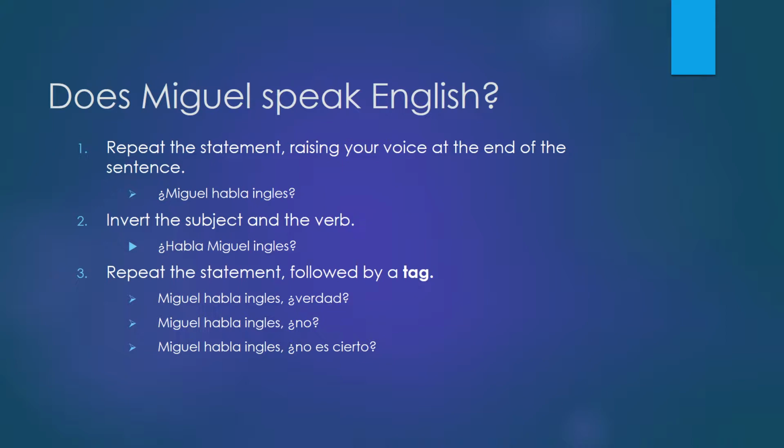The third way would be to simply repeat the statement followed by a tag. So the statement again is "Miguel habla inglés." A tag is something that you just have to memorize, a couple of different tags. In English, we actually have several tags that are much more complicated than the tags in Spanish. The tags in Spanish that we're going to learn today are "verdad," which means "is that the truth?", "no," or "no es cierto," "is that not true?" So you would just have to memorize these tags.